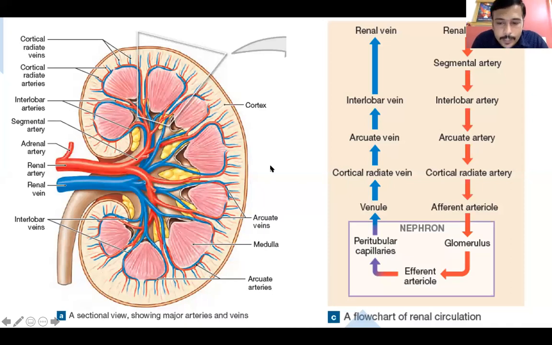Is it visible? The slide is visible? Yes, sir, it is visible. Okay.